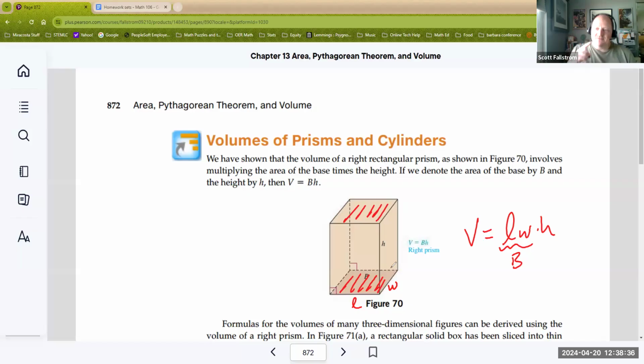And what I want you to do is think about this. What we're really doing is taking one thing of thickness and stacking it on top of each other. So that's why we're multiplying by h. We're saying how many of these thickness layers of level 1 do we have going all the way up?